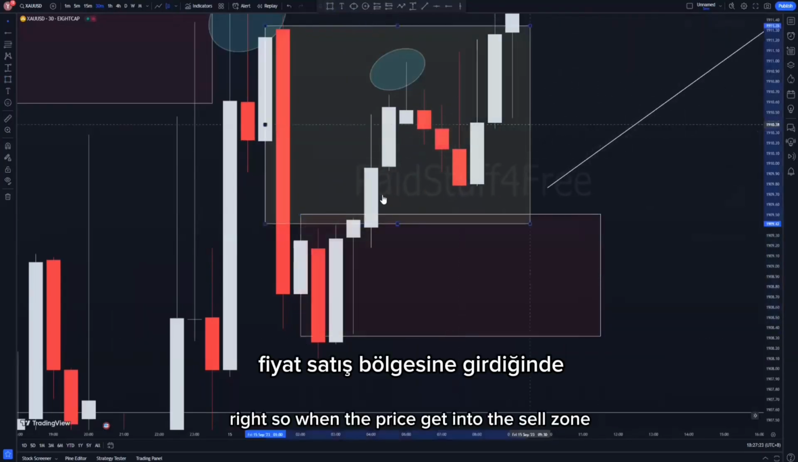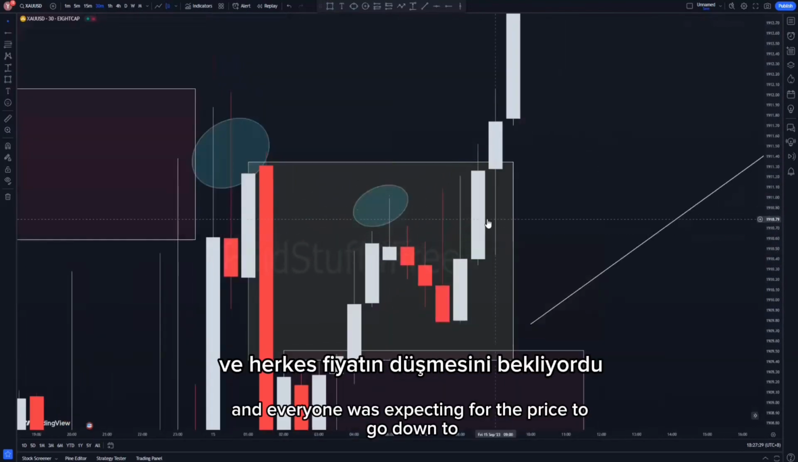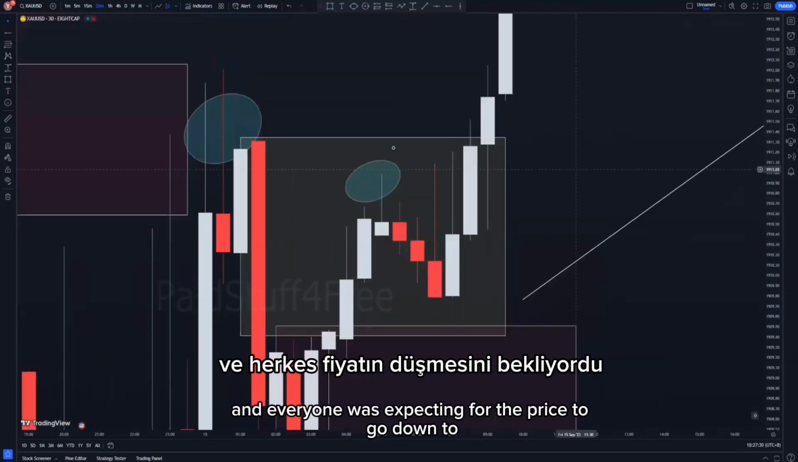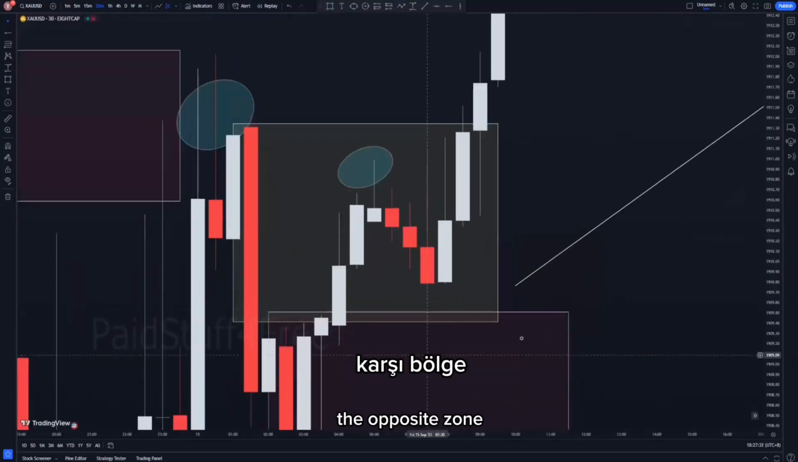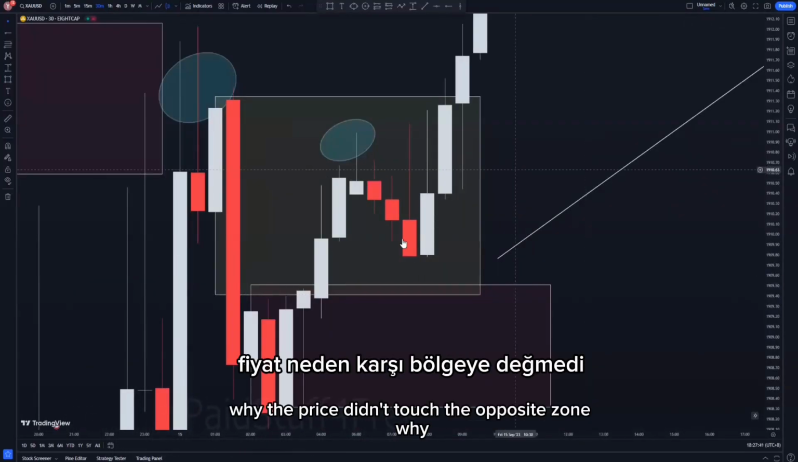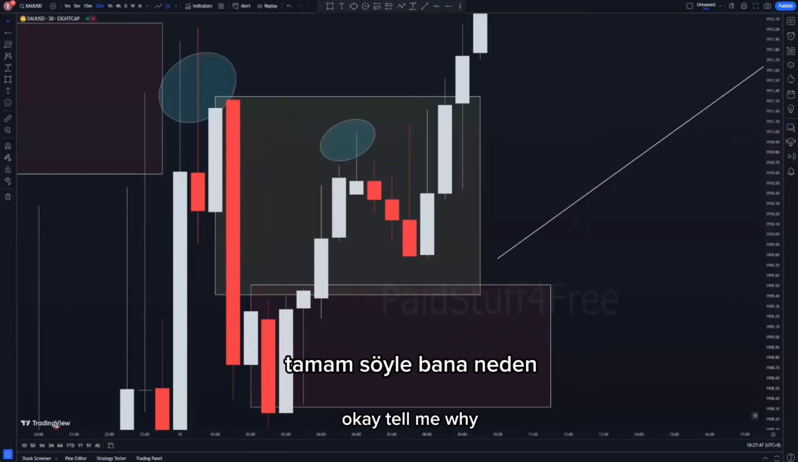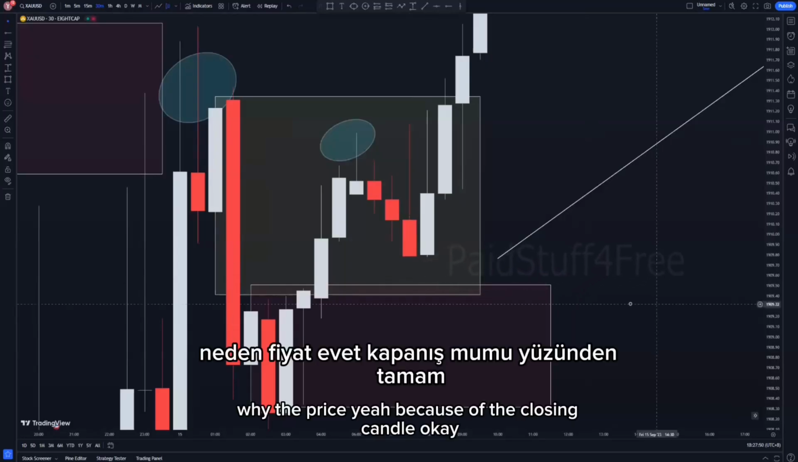So when the price gets into the sell zone, and if there is a confirmation entry, everyone was expecting the price to go down to the opposite zone, but for us who learned about the art of the pullback, we all know why the price didn't touch the opposite zone. Why? Tell me why. Okay, tell me why. Yeah, because of the closing candle.